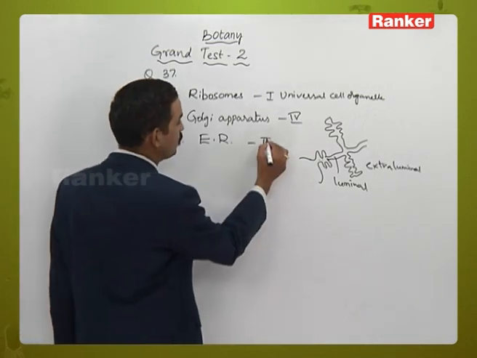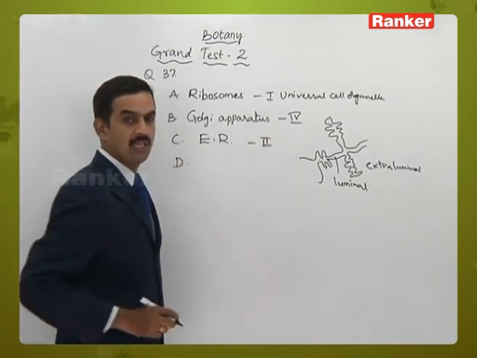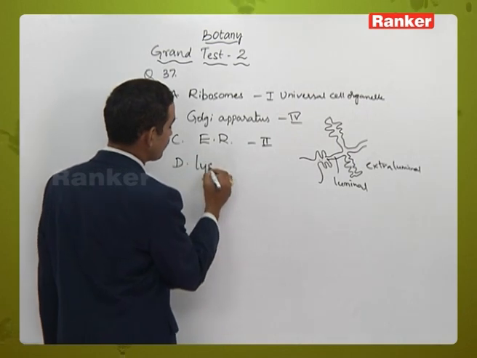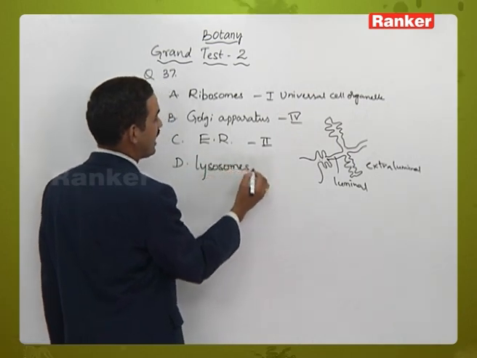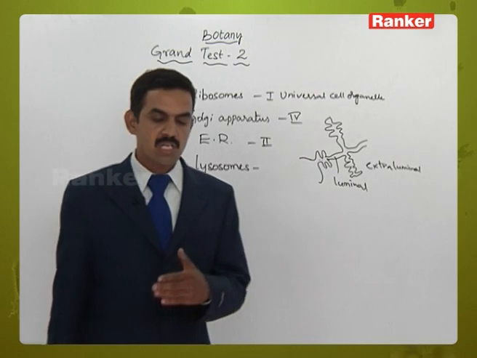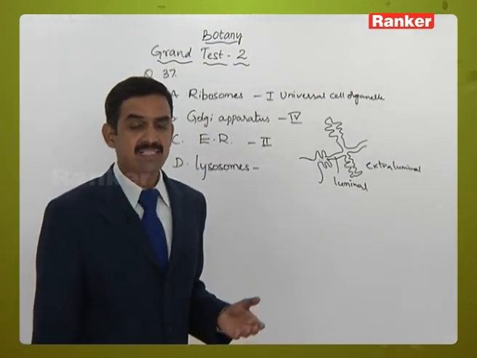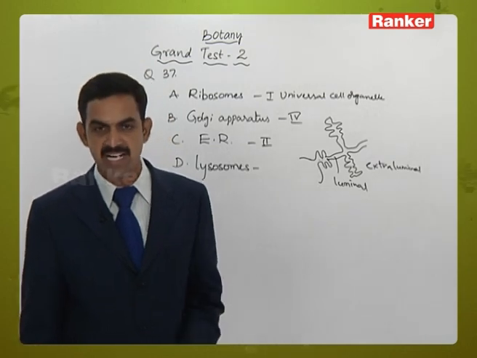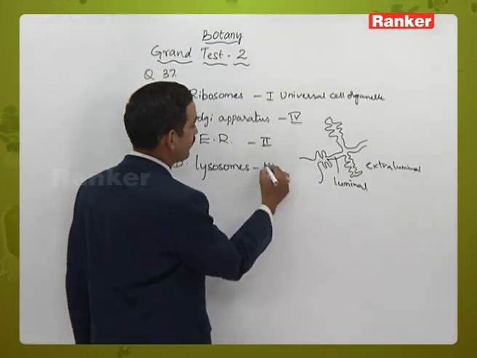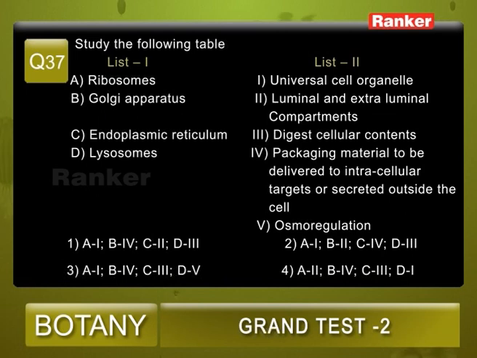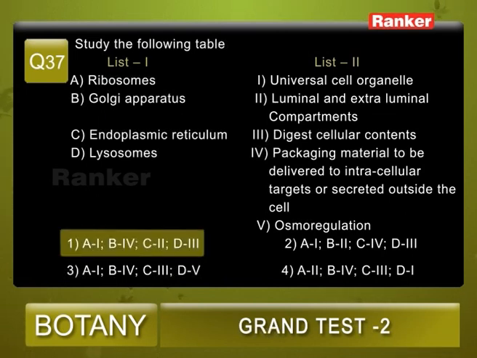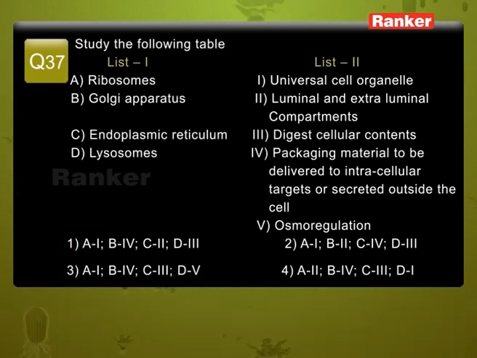So it is 2. Then D, that is lysosomes. Lysosomes are called the suicidal bags of the cell, right? Apart from that, they are concerned with the digestion of cellular contents, right? So that is option number 3. In this one, A, ribosomes is 1, B, Golgi apparatus is 4, C, endoplasmic reticulum is 2, D, lysosomes is 3. So question number 37, the correct answer is 1.